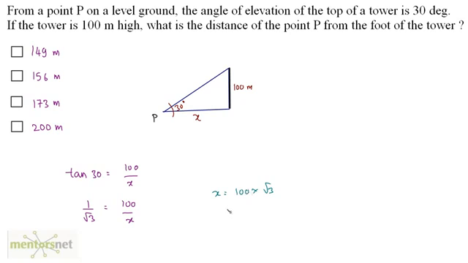Well, what is the value of root 3? It is 1.73. So 100 times 1.73, right? So this is equal to 173 meters, right? So option C is the correct answer.